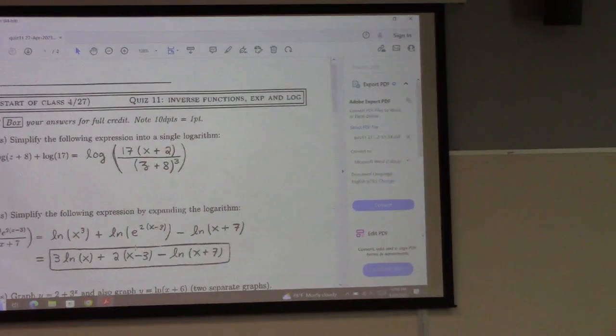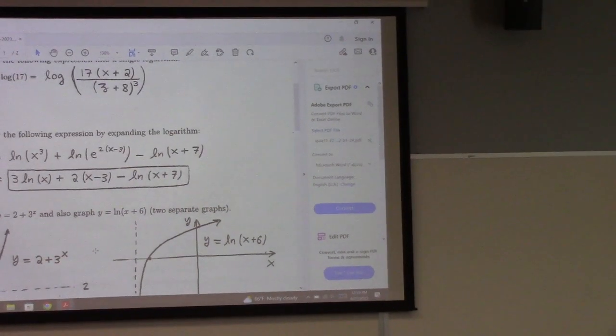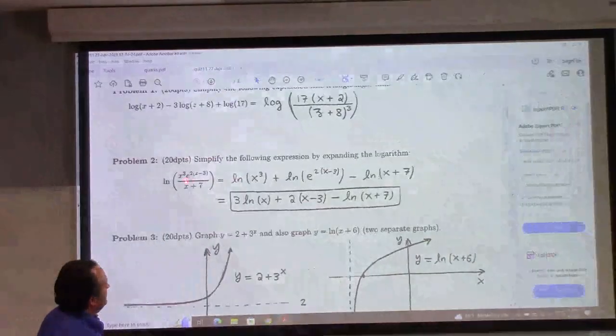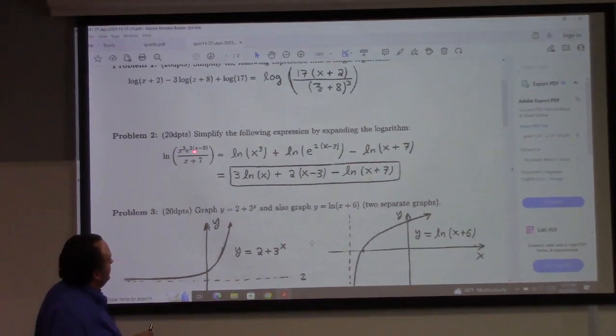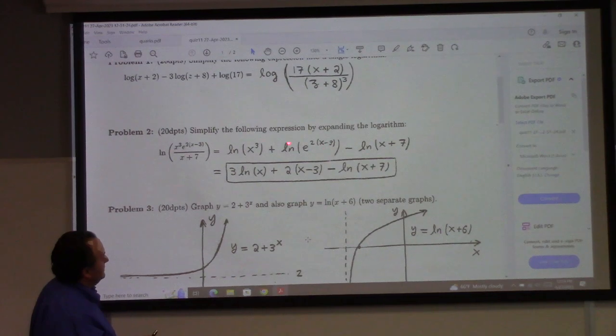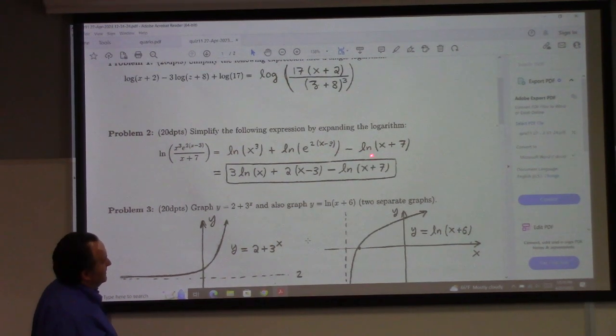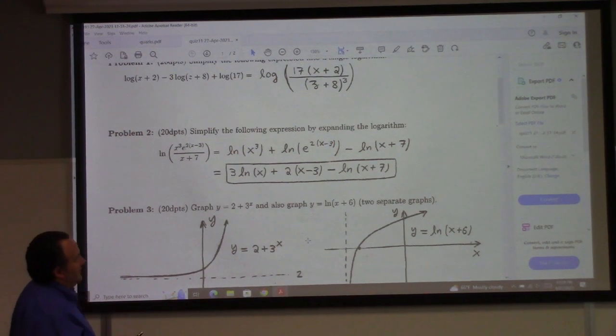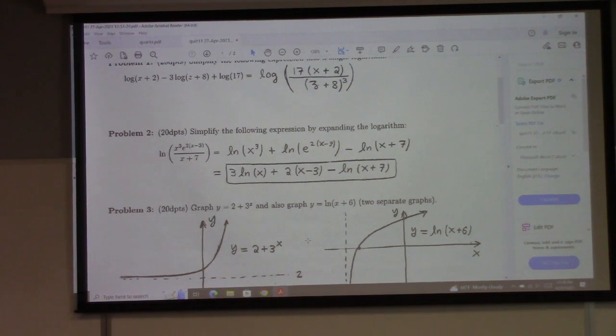Let's see here. Problem 2, simplify this expression by expanding. So I have log of x cubed plus the log of e to the 2 times x minus 3 minus the log of x plus 7. And then since the natural log and the exponential are inverse functions, that just gives me back 2 times x minus 3 here. And then I have that. So that's the answer there.